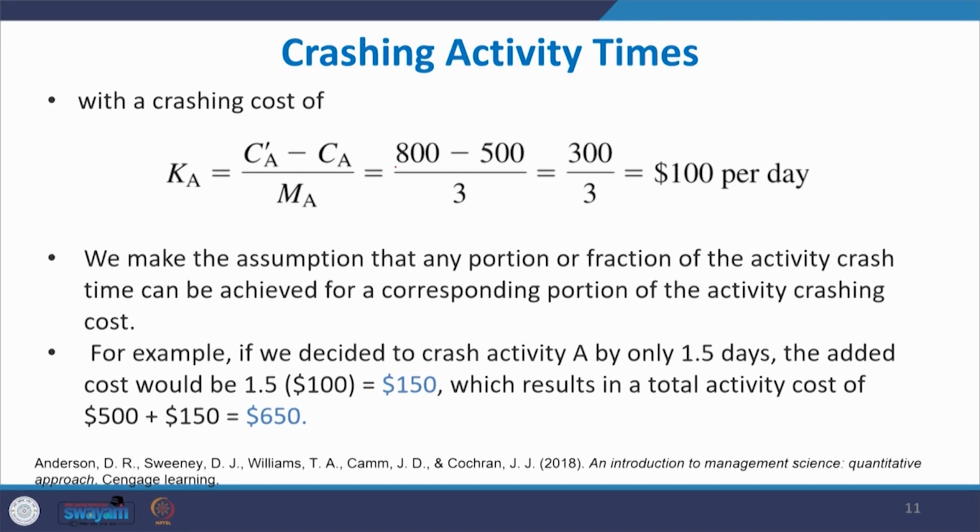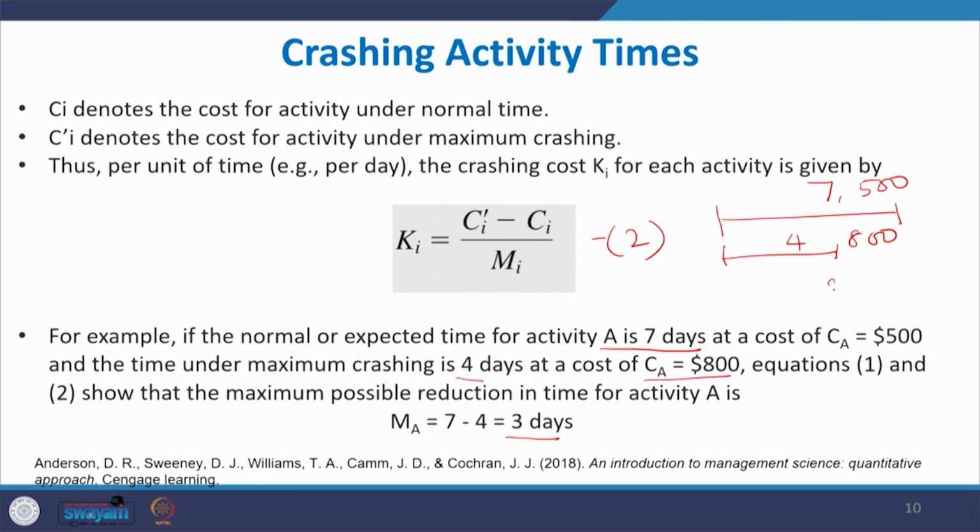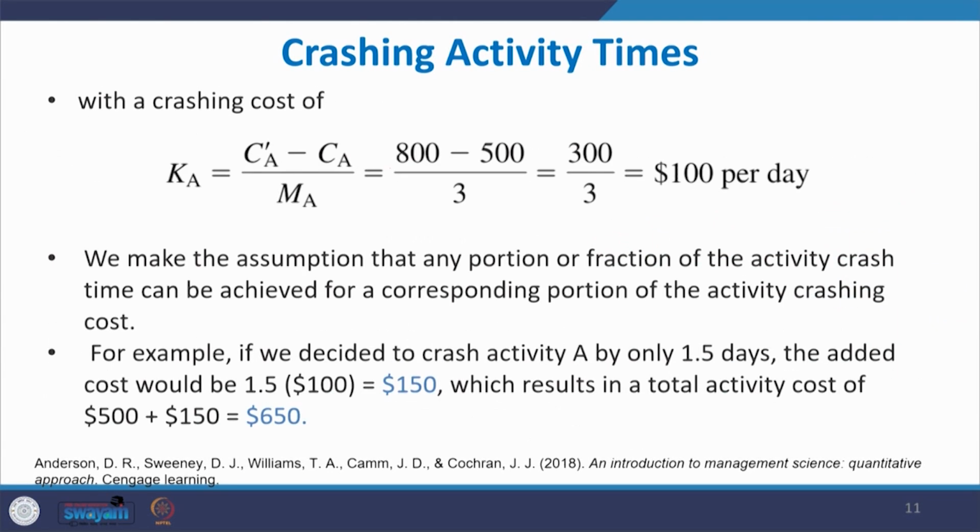The difference in cost is 800 minus 500, and the difference in time is 7 minus 4, that is 3. So, when you simplify this, 300 upon 3, this is 100. So, this $100 represents the crashing cost per day.